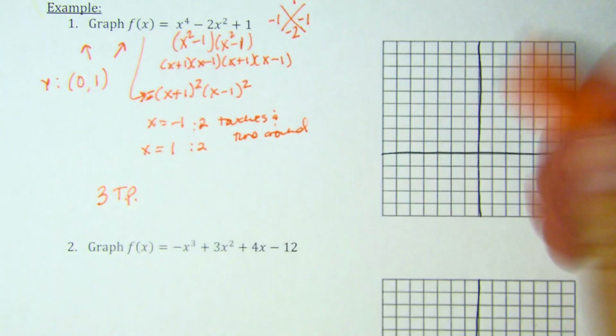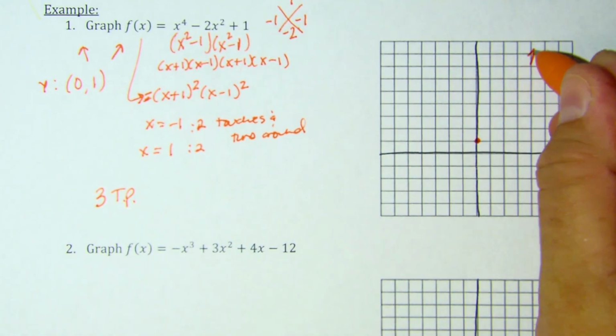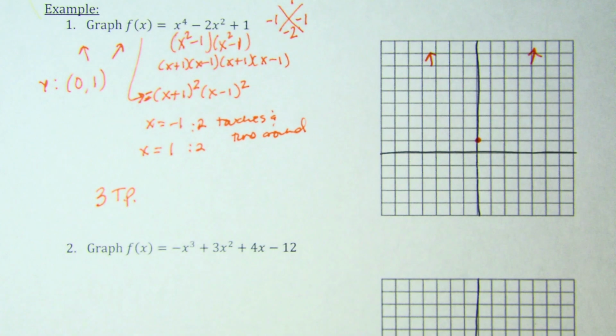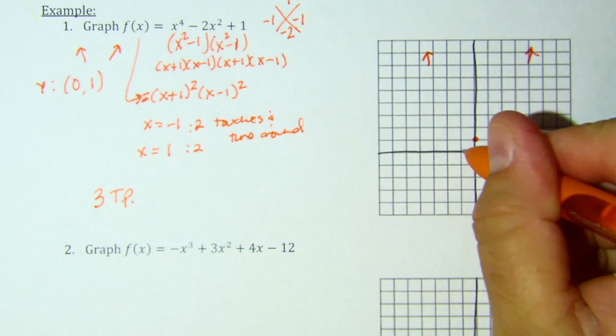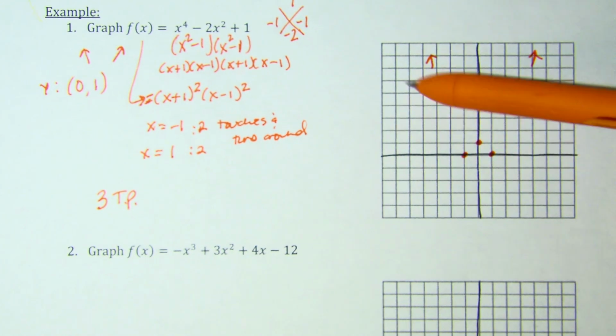Let's see what we have so far. We know we have the point (0, 1). We know our ending arrows are going up. We know we have roots at negative 1 and at positive 1. And we know we have at most 3 turning points. So let's just see what we have so far.